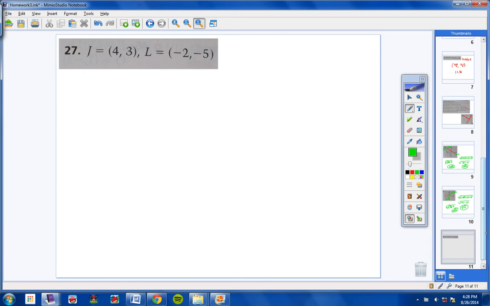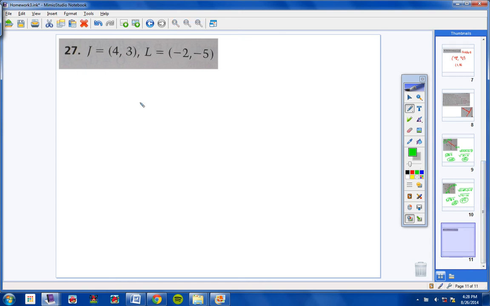Okay, moving on to number 27. I believe this is the last problem. They want us to first find the midpoint between these 2 points, and then verify that it's the midpoint by using the distance formula. So let's first of all find the midpoint between these 2 ordered pairs.